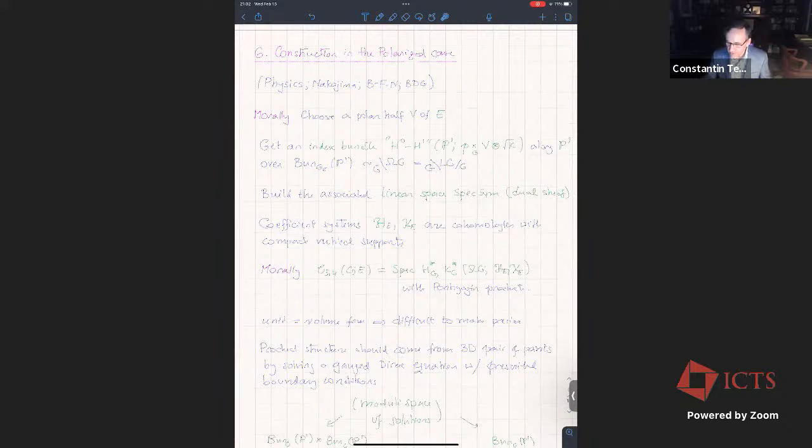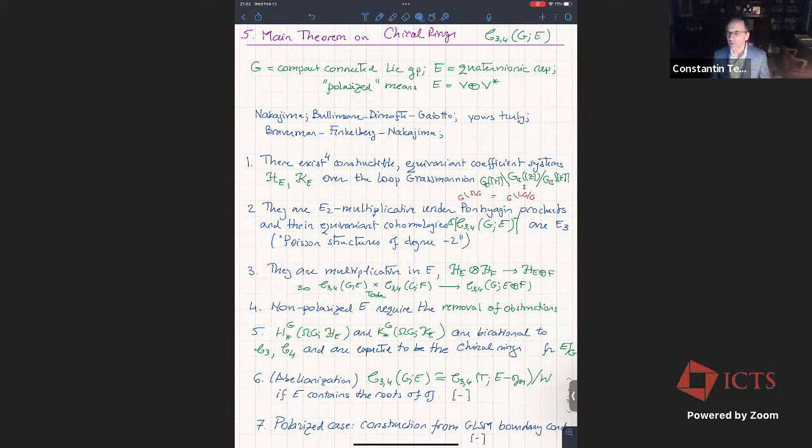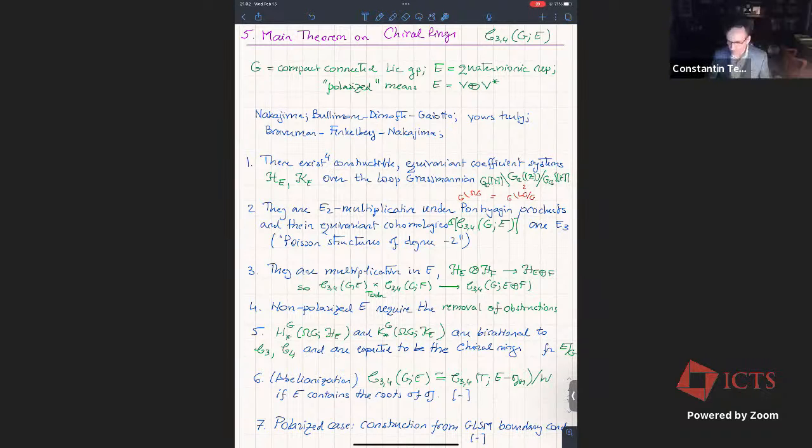All right, so let's review the construction in the polarized case. Well, maybe I should stop. Are there any questions? Because I've just stated a long list of results here. So before I go to the construction and to the tweaks in the non-polarized case, which is the interesting part for a topologist, maybe I should take questions. I don't think there are any questions. All right, so let's move on.